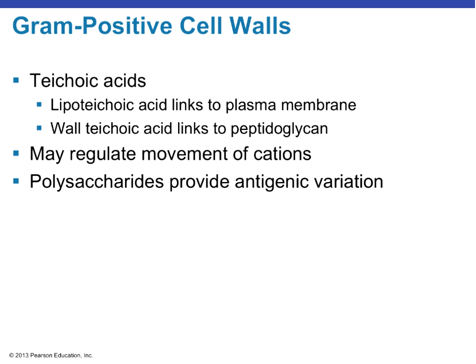So the gram-positives have those teichoic acids. Wall teichoic acids link the cell wall together, keeping the peptidoglycan layer together. Lipoteichoic acids are going to link the cell wall or attach it to the plasma membrane. We think those teichoic acids may help with the movement of positively charged ions that we call cations, things like sodium and potassium. And then the polysaccharides do provide some antigenic variation. So those teichoic acids can also provide some antigen determination in much the same way that we saw that we can have that from the O polysaccharide on a gram-negative.